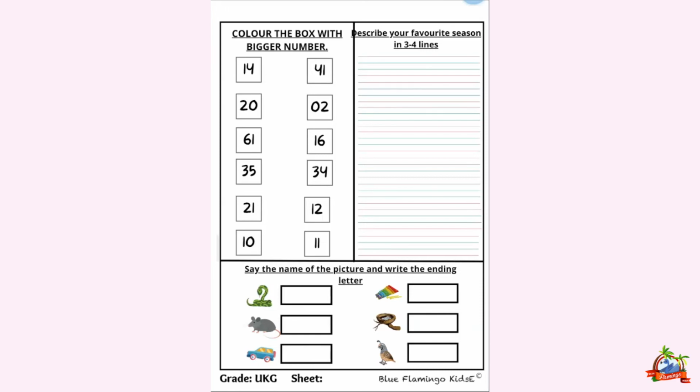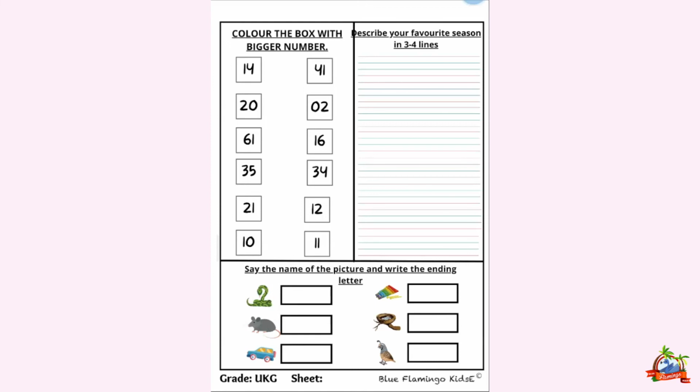See the next picture. It is of a rat. Rat की picture है. RAT. Rat. So the last letter of rat is T. What we will write? Letter T. In this way you have to write the ending letter, means the last letter of the picture. पिक्चर का जो स्पेलिंग है उसमें जो लास्ट लेटर आता है वो हमें यहाँ पे बॉक्स में राइट करना है. अंडरस्टूड?